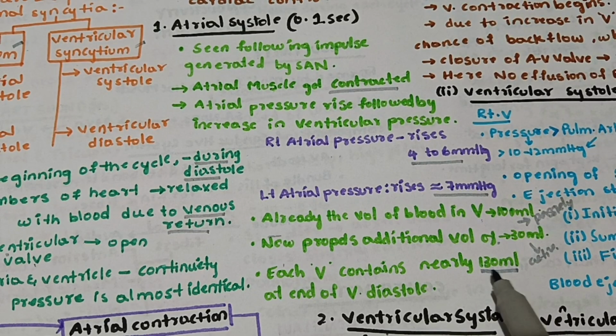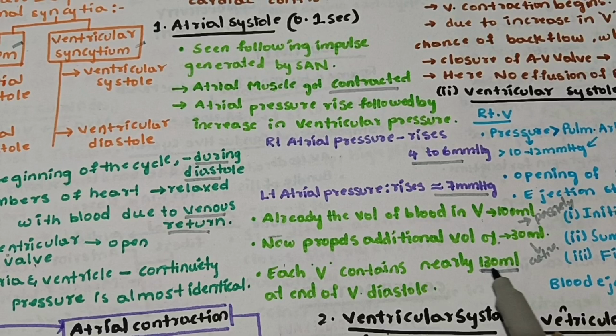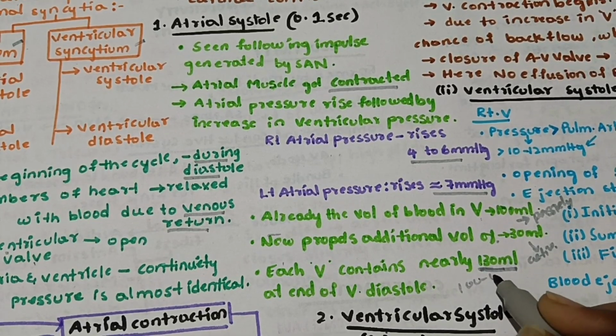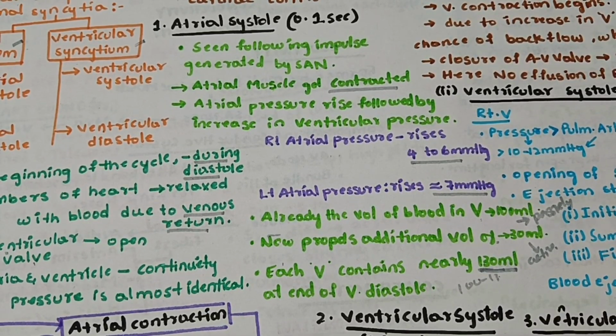Diastole means what? Relaxation. The ventricle is relaxed due to its filling. So we will have 100 to 130 ml at the end of ventricular diastole.